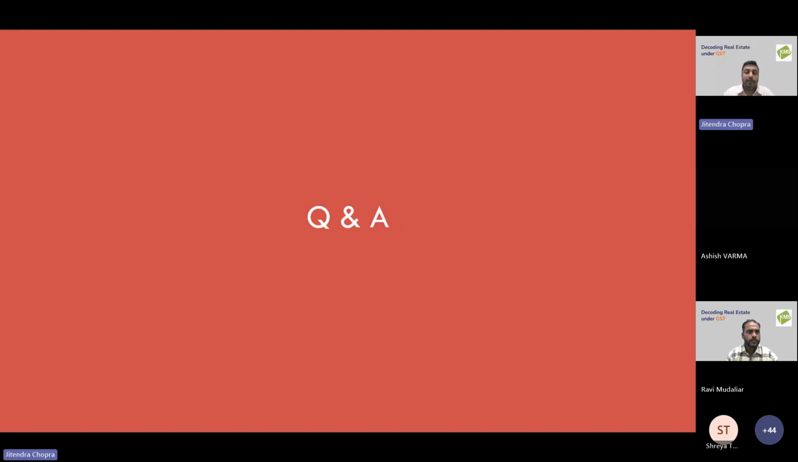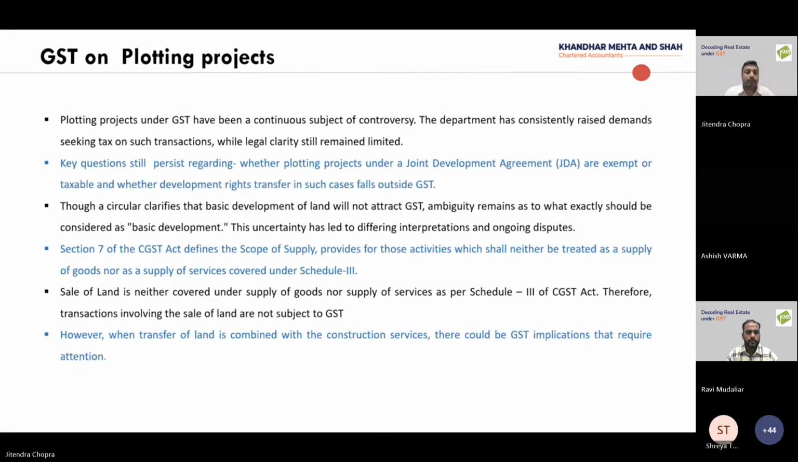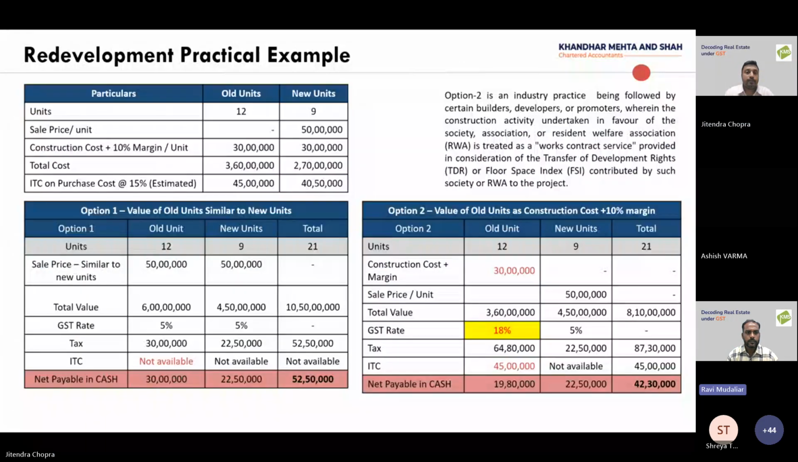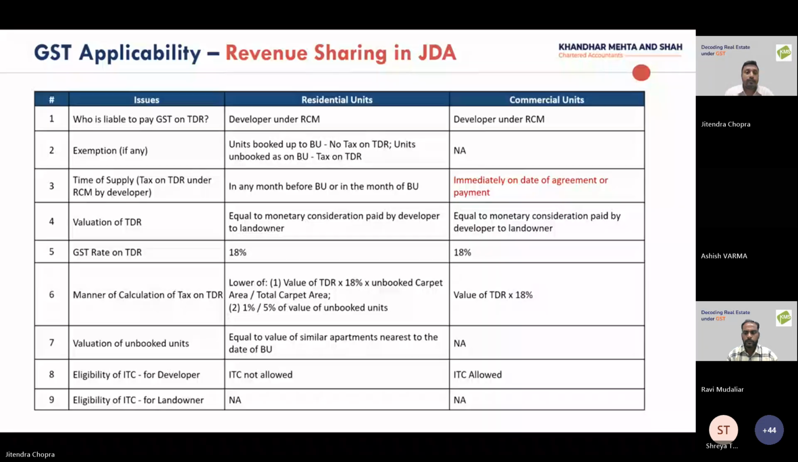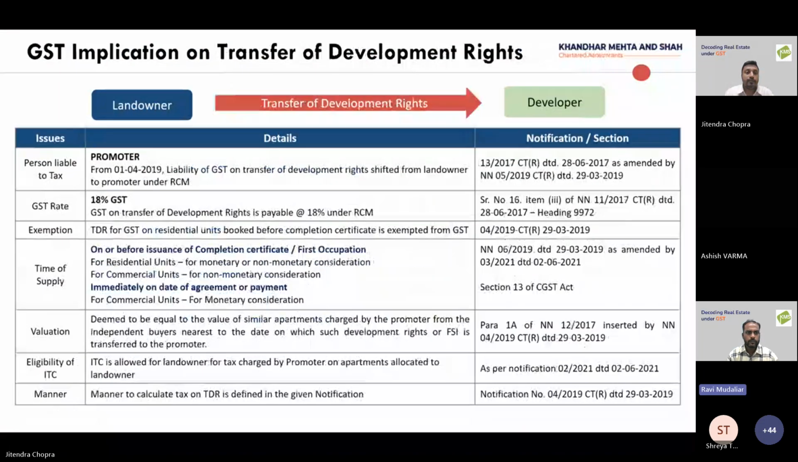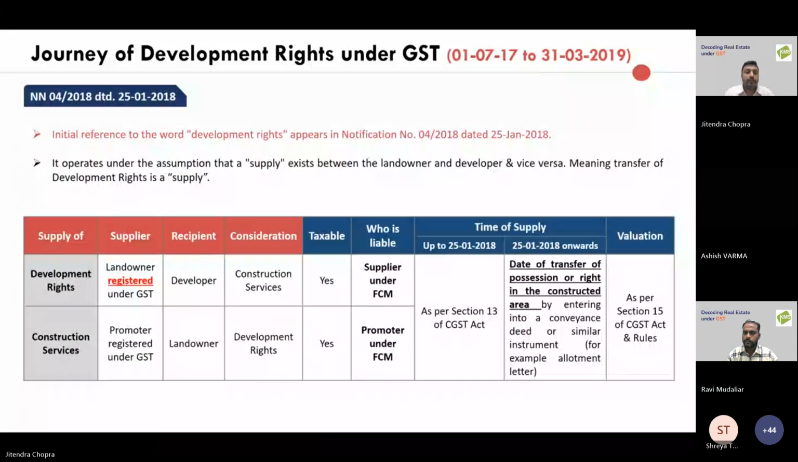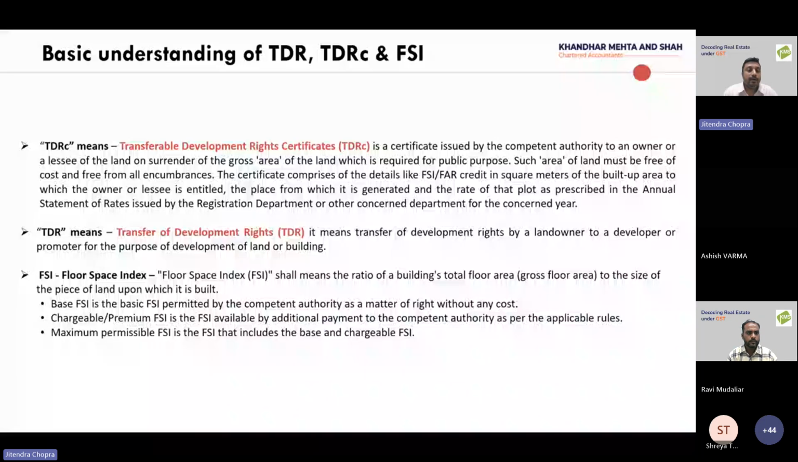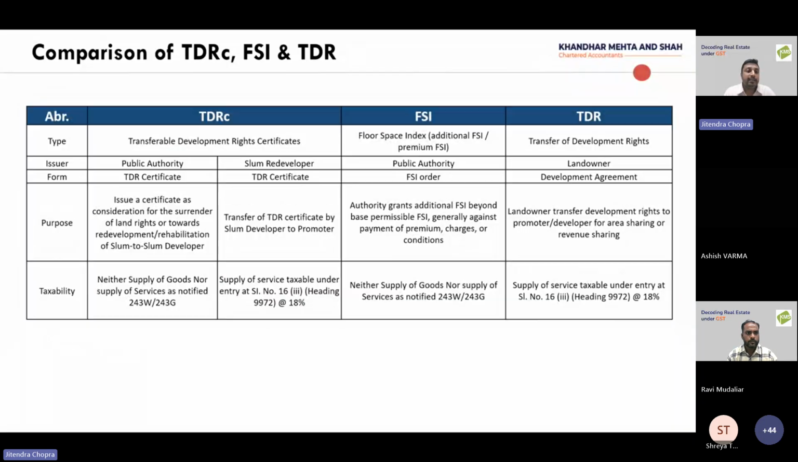So we have covered this. I think this will be the TDRC, the Transferable Development Right Certificate, provided by the public authority to the developer. So this will become neither supply of goods nor supply of service, as notified under 243W or 243G.